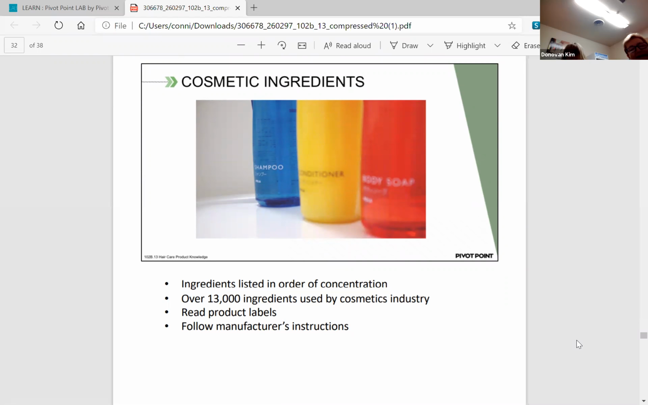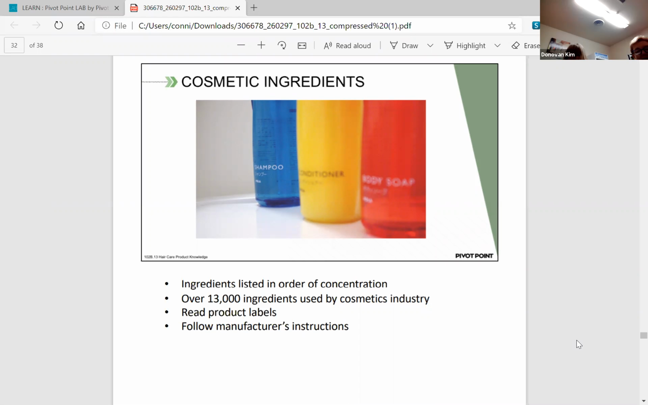Okay, so these cosmetic ingredients, right? When we read a label, the ingredients are listed in the order of their concentration. So the first ingredient on the list is the largest amount in the bottle, which is usually water, and then so on. There are 13,000 different ingredients that they've recognized recently. It says at present, so how many years ago was that printing? Probably a couple years ago.